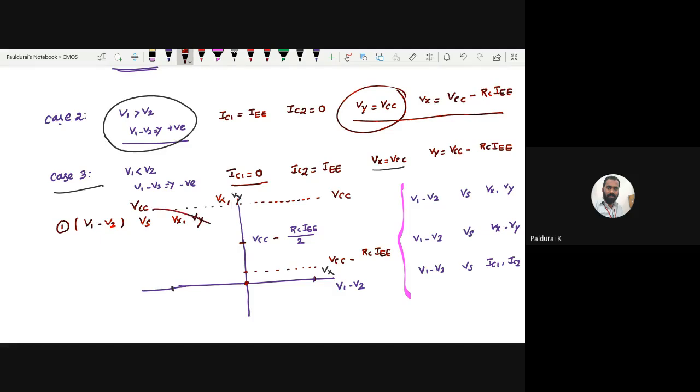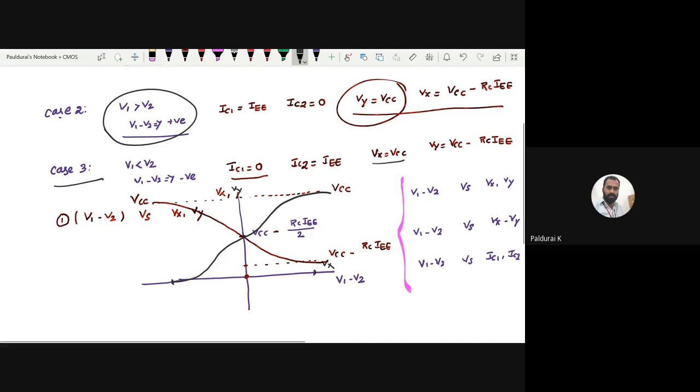Similarly, it is symmetric, so you will end up with Vy. Right, this is my Vx and Vy.